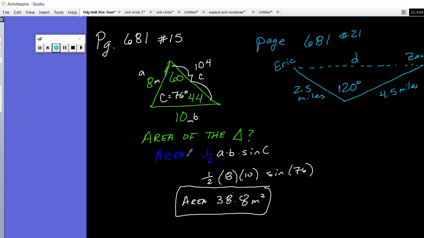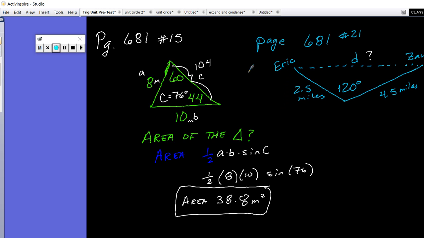All right, on the same page, number 21 says Eric and Zach are camping. Eric leaves Zach at the campsite and walks 4.5 miles. He then turns at a 120-degree angle and walks another 2.5 miles. If Eric were to walk directly back to Zach, how far would he walk? So, some kind of a triangle like that, we want to know the length that he would walk, so this length right here.